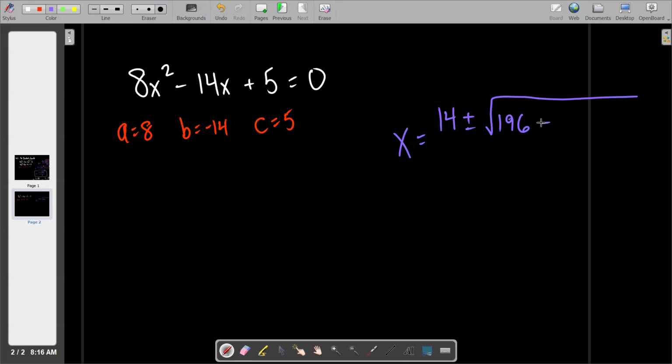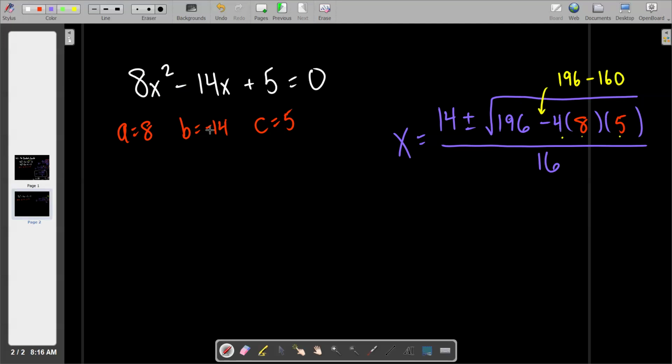So we're going to have 196 minus 4 blank blank all divided by 2 times A, which is 16. And I'm going to backfill A and C with A and C. In this case, 8 and 5. Is that a keeper minus or a switcher minus? He's a keeper. He's like, I'm not going anywhere. And then I got to do some math. What is 4 times 8? 32. What's 32 times 5? It's 160. And 196 minus 160 equals what? 36. Yes, very good. So we have x equals 14 plus or minus the square root of 36.